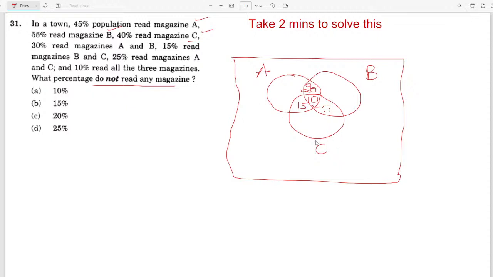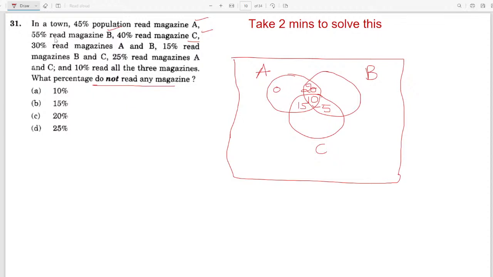This is 15%. Now, what we are saying in magazine A is 45% of population read magazine A. So 45 would be 20 plus 10, 30 plus 15, 45. All the 45 are here. So this would be 0. Only A would be 0 because together it is 45.